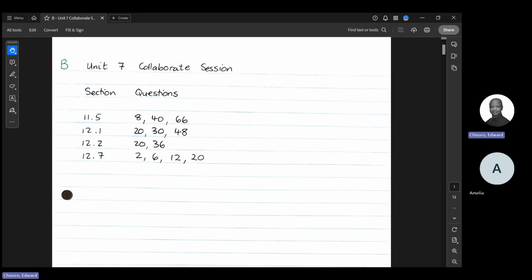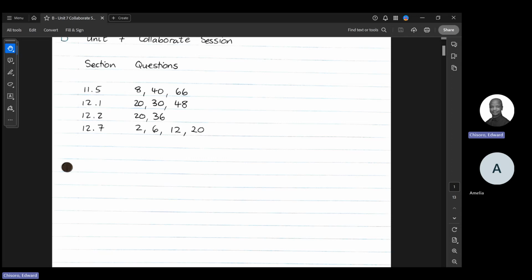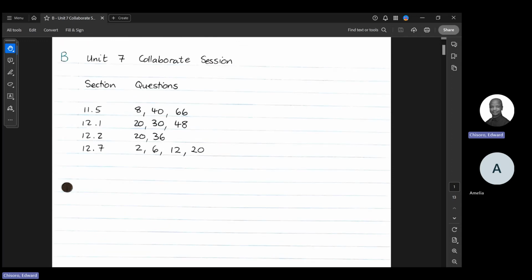So we are going to get started, and we are looking at sections 11.5, 12.1, 12.2, and 12.7. This is also part of calculus, and I just want to advise you to also pay special attention to your assignment because I know that last one carries a lot of marks, so it's a huge chunk of your marks. So yeah, let's get into it.